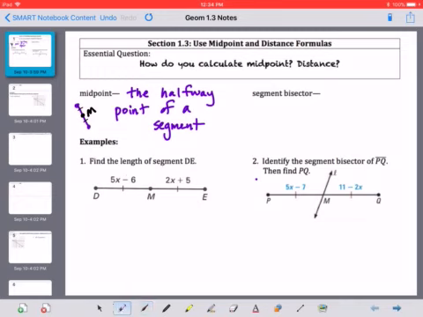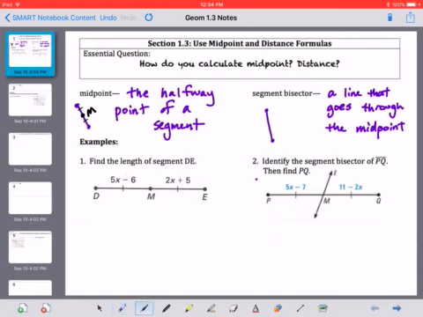Now, a segment bisector is a line that goes through the midpoint. Again, if we have a sketch here of a segment, and we've got the midpoint here, then the segment bisector would just be a line that goes right through that midpoint.